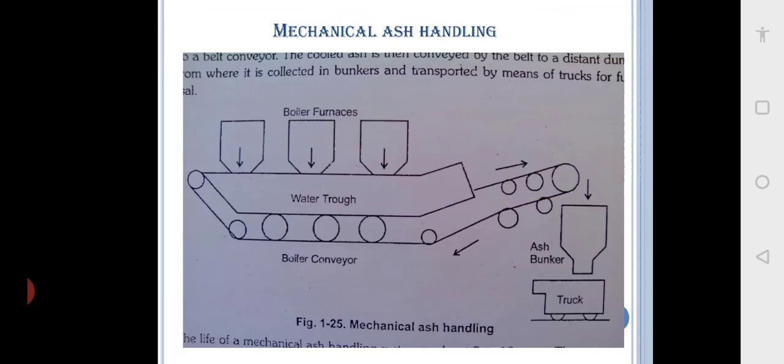Now the last part remaining is the handling of ash. Now after burning this, you have seen coal conveying systems, and then pulverizers, you have seen different types of burners, you have seen. In the last, when the coal is burnt, it leads to ash, and now that a huge amount of ash has to be disposed.